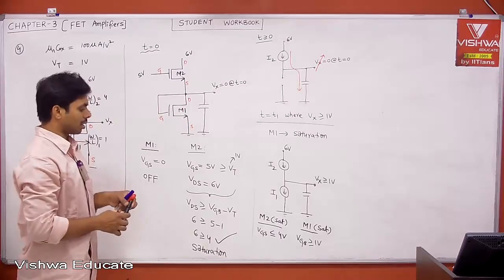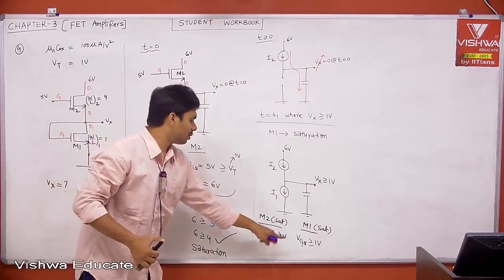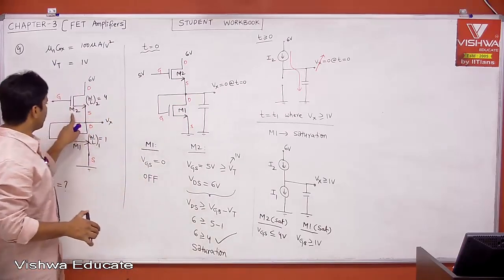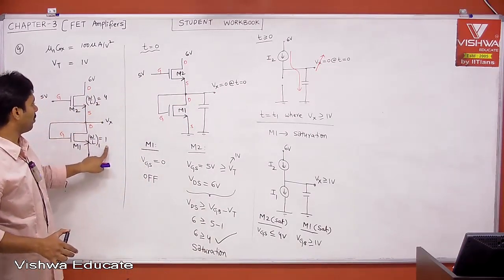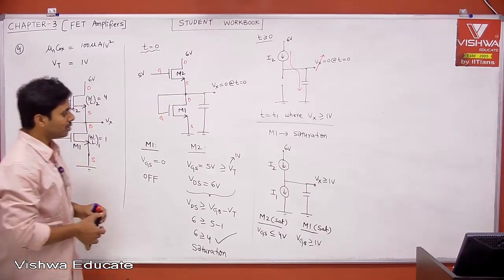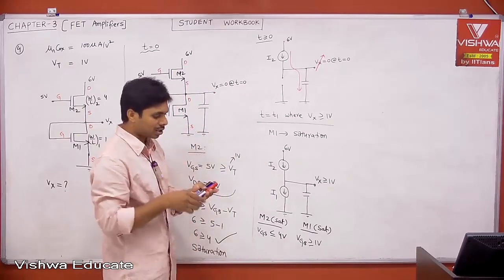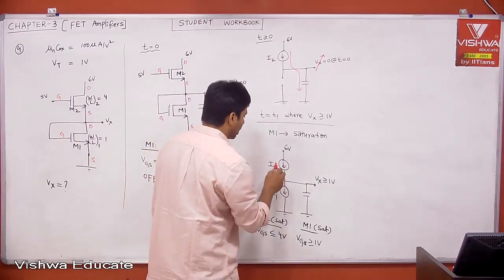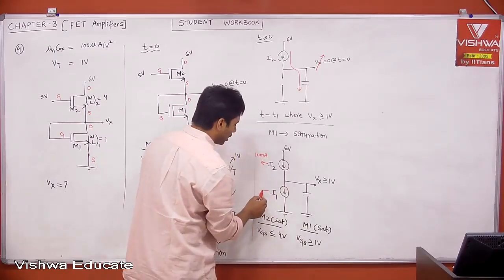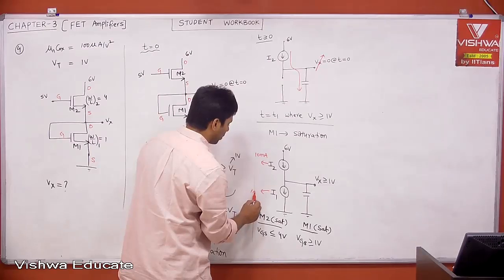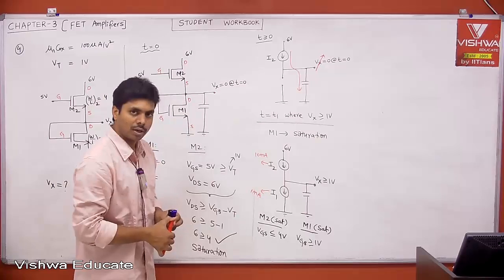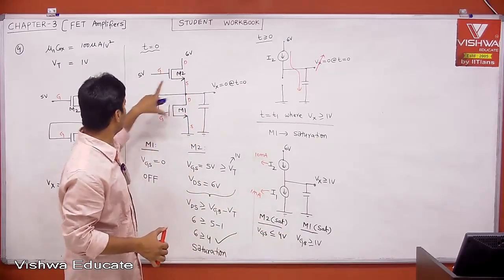Tell me which is stronger. M2 VGS is 4 volt. M1 VGS is 1 volt. Not only that, your M2 strength is much more than this. Therefore, it will carry more current, not only because of VGS, but because of W by L also. Therefore, you will get more and more current from I2. For your understanding, let us say I2 is some 10 milliampere. Then let us say your I1 is some 1 milliampere. I am just taking one example. Don't take these values as granted. I want to say that your I2 is greater than I1, not only because of VGS, but because of your W by L also.